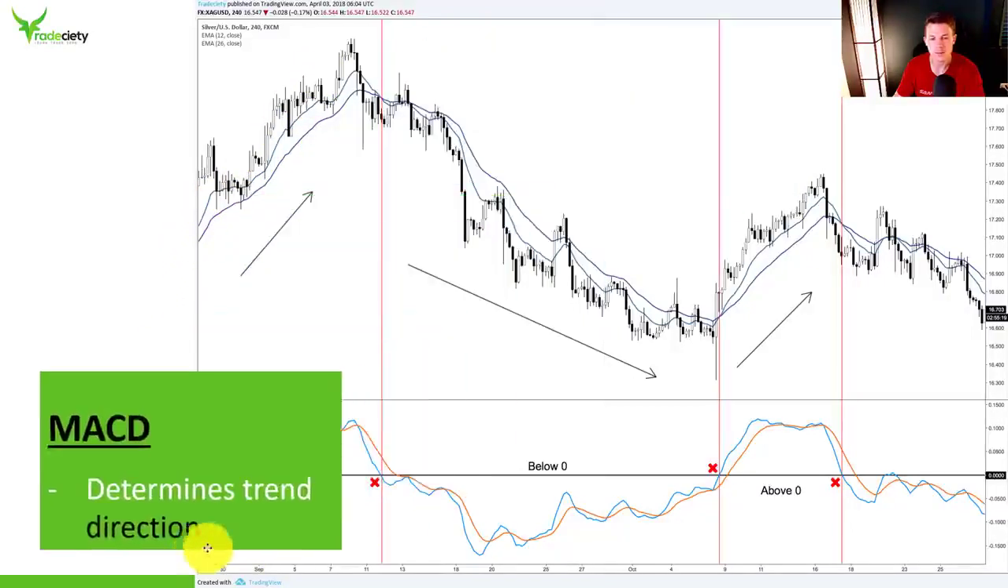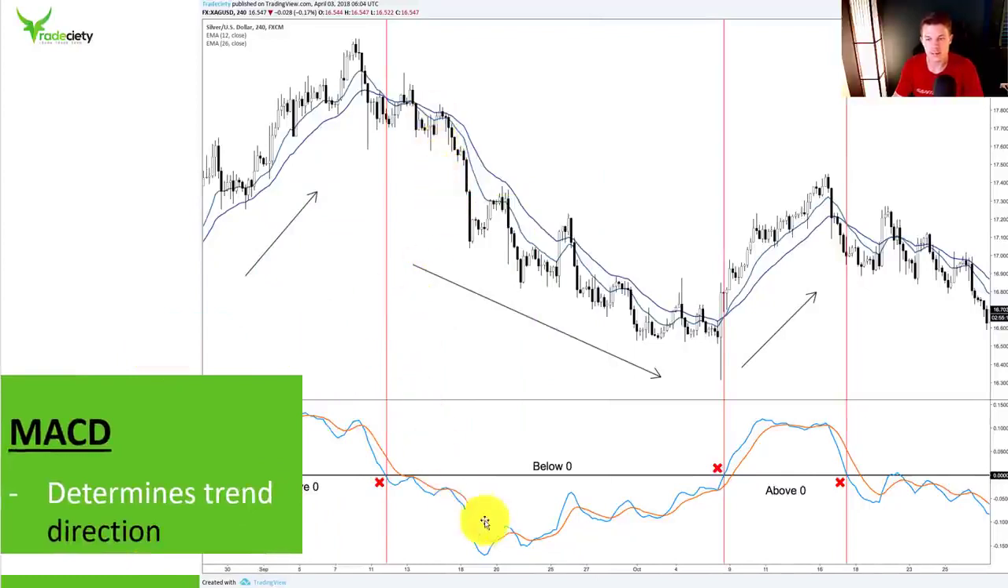And when we move this away, we can then see the times when the MACD is below 0, and this is then where you start looking for shorts only. And this is another objective way of helping you filter trend direction.